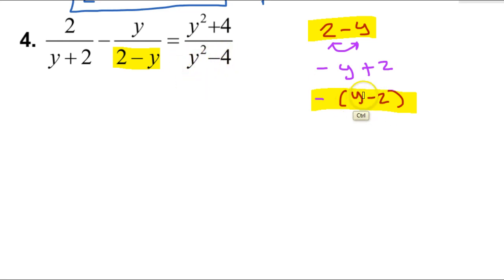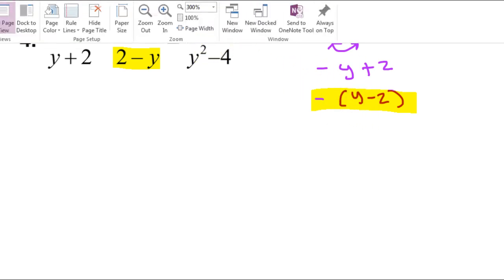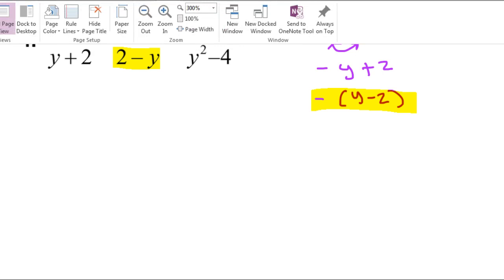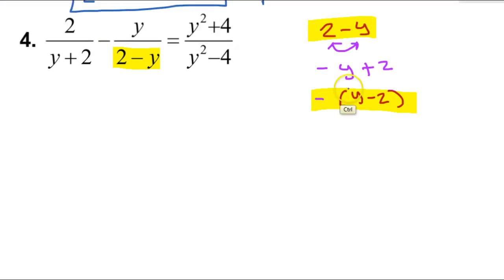I need to see that I already have a y minus 2. So I don't want to treat the 2 minus y as being completely different from y minus 2, because they're not. Okay, so that's why I'm doing this. So I'm going to go ahead and rewrite these more spread out so I have more room, but I'm going to make this substitution. So let's see, I have 2 over y plus 2.